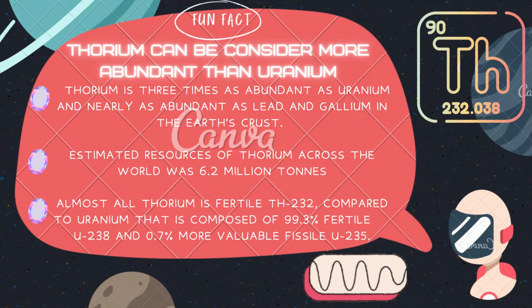The first advantage of the thorium-fueled nuclear reactor is that thorium can be considered more abundant than uranium. Thorium is 3 times as abundant as uranium and nearly as abundant as lead and gallium in the Earth's crust. It is estimated that thorium resources across the world amount to 6.2 million tons. Almost all the thorium is fertile thorium-232, compared to uranium, which is composed of 99.3% fertile uranium-238 and 0.7% more valuable fissile uranium-235.